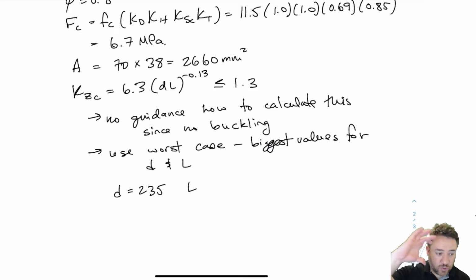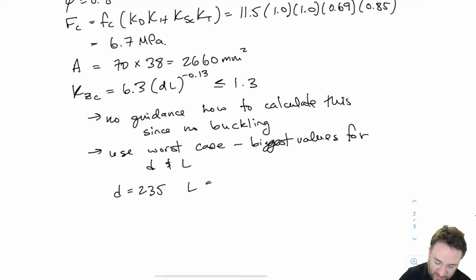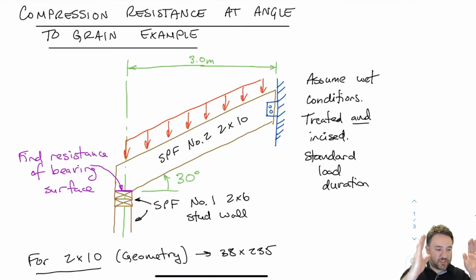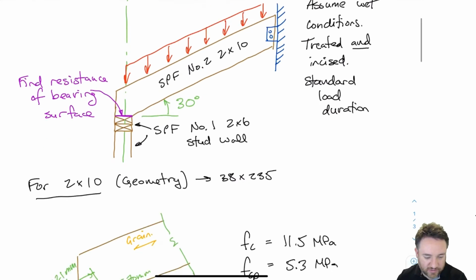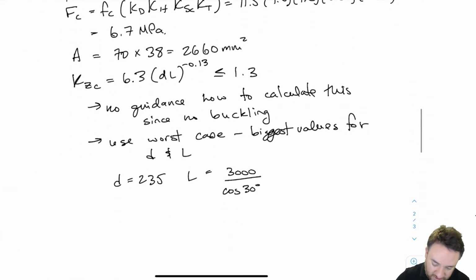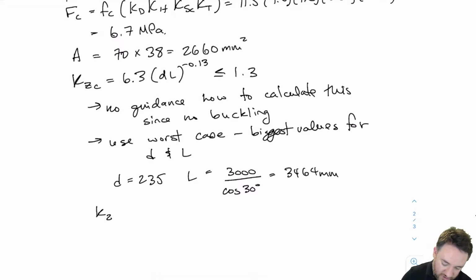So for D, I'm going to pick the total size. Even though I'm only looking at a 70 millimeter piece there, since this is a size effect, I'm going to consider the full size of the member. So D is going to be 235. L is 3,000 divided by cos 30. That's because my member is 3,000 in the horizontal projection, but it's actually a diagonal member, so I'm going to consider that angle, which makes it a bit longer: 3464 millimeters. And don't forget that when I plug these values into the equation for KZC for lumber, I have to put them in as millimeters or it will not work.